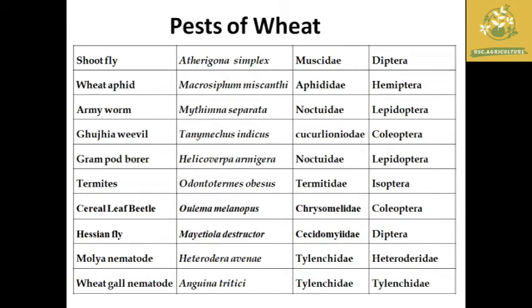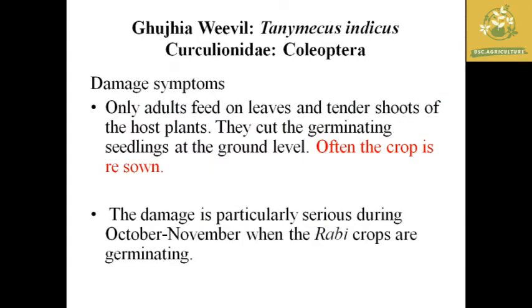So I have already told you, like in the other videos, I am first going to give the name as well as the scientific name, family and order of the major insect pests present in wheat. So let's move on. The first one I am going to describe in wheat is the Gugia beetle, where the scientific name is Tanymecus indicus.